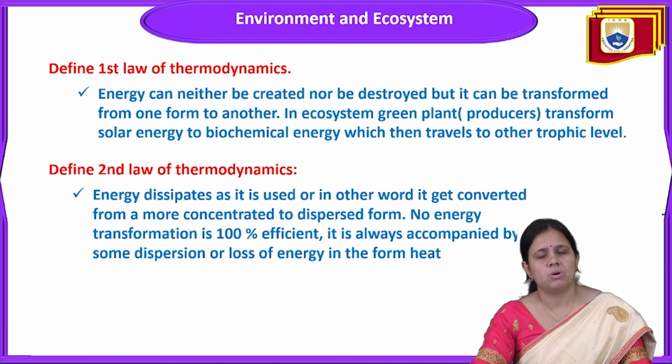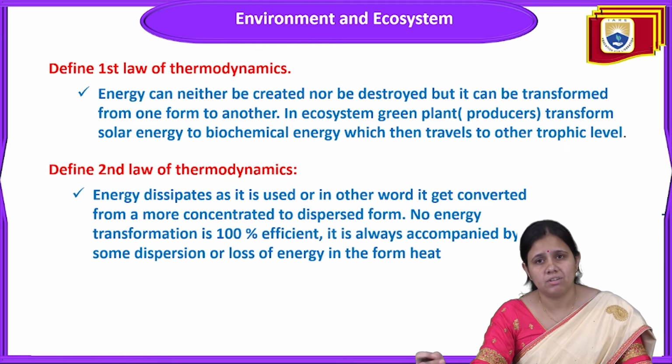So the first law is about creation: energy can neither be created nor destroyed, only converted from one form to another, like what happens in an ecosystem. Primary producers fix energy from sunlight, convert this solar energy into biochemical energy, and then that biochemical energy is passed from one trophic level to another.